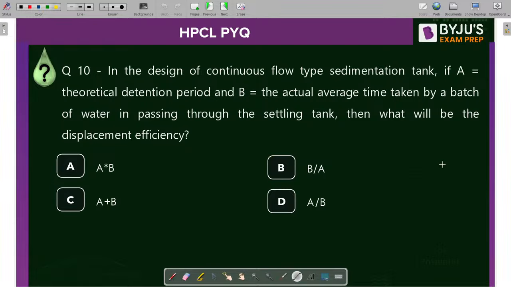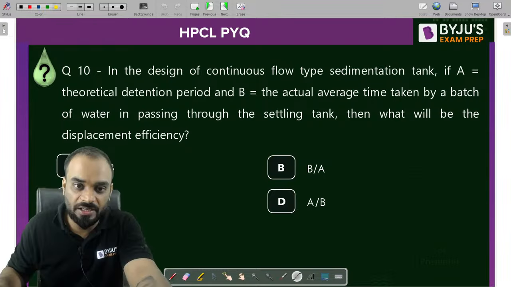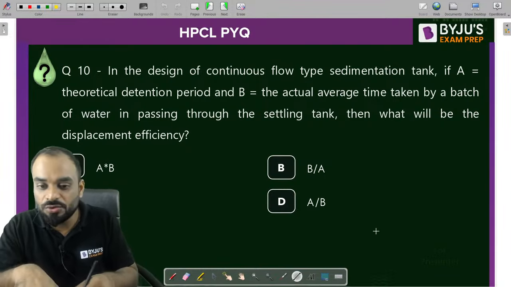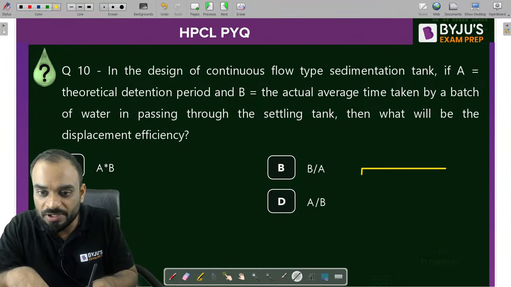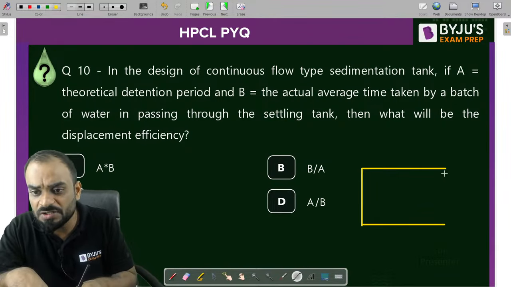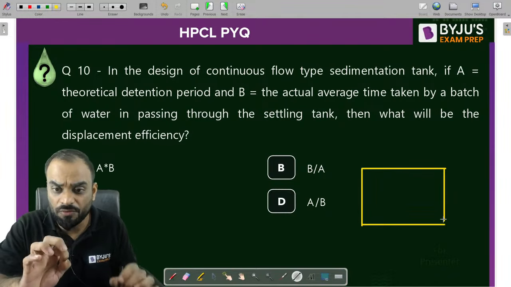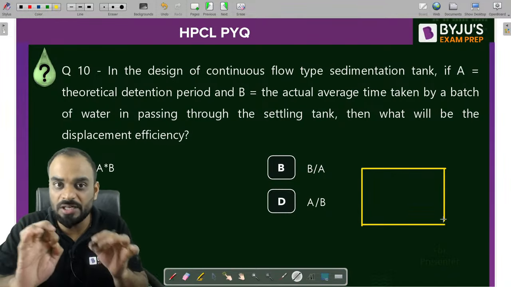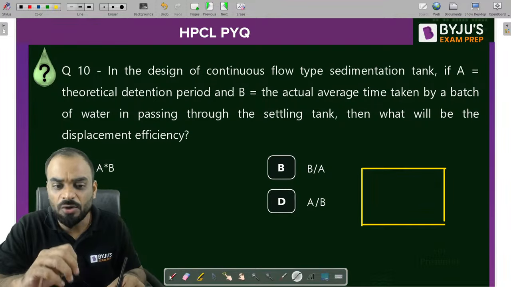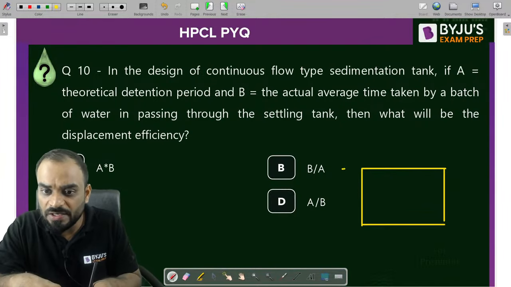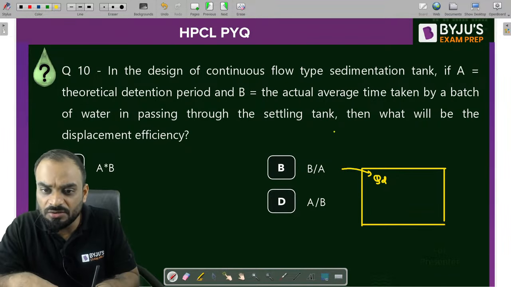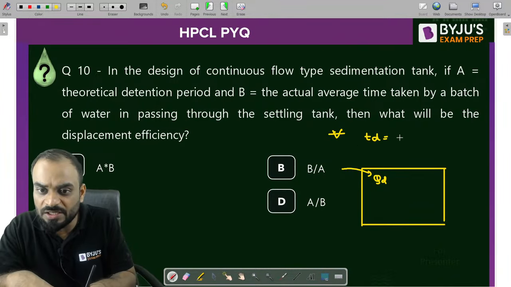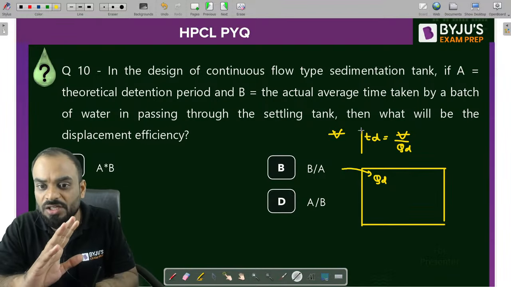Okay. Let me explain what it is exactly. What is displacement efficiency? Guys, you know that there are basically two types of terminology in this particular sedimentation tank. One is detention time. What is detention time? It is a theoretical time for which water remains inside the sedimentation tank. And how can you calculate it? It is very easy. Whatever discharge we are putting is QD, and let us consider the volume of the tank is V. So the detention time is nothing but V by QD. And this is a theoretical formula to calculate the detention time of the water.